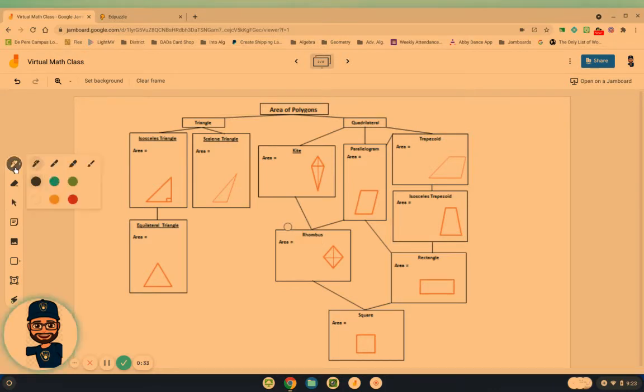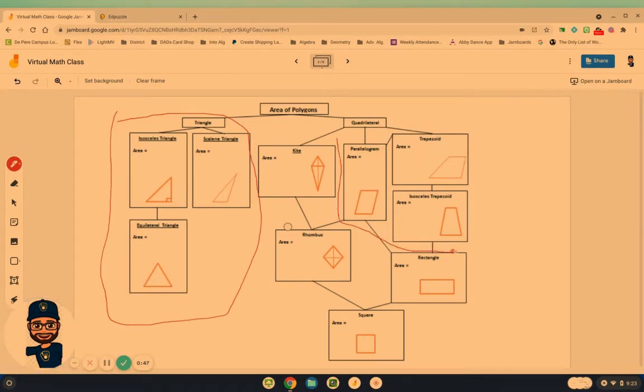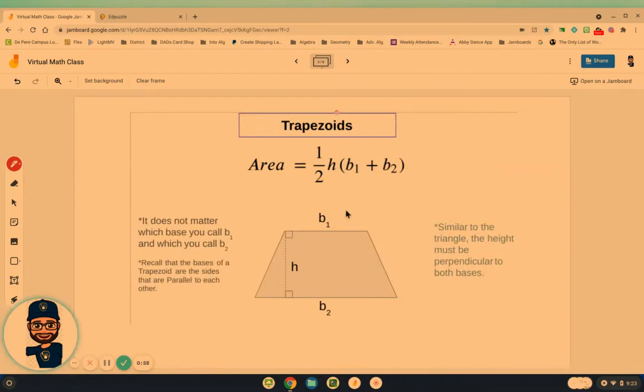But yesterday we focused on these three triangles, right? Area equals 1/2 base times height. Today we are going to focus on the parallelogram and the trapezoids. So we're going to come up with just those two for today. So let's start with the trapezoid. And this works for either isosceles or just a regular trapezoid.